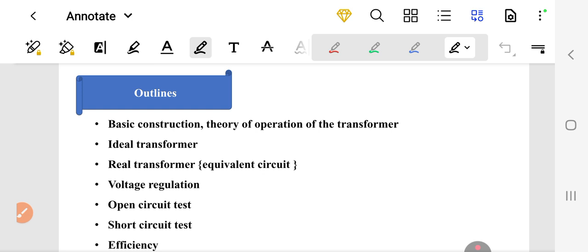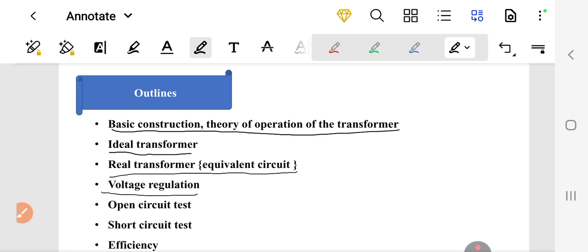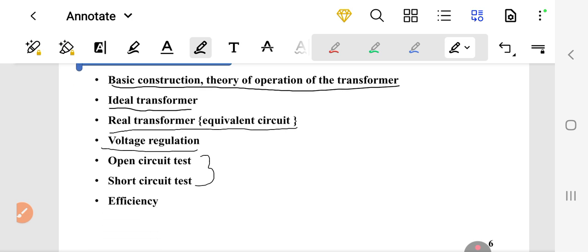The main outlines of the lecture are basic construction and theory of operation of transformers. Then we will deal with the ideal transformer with no losses by neglecting transformer losses. Then we will take into consideration the transformer losses for the real transformer equivalent circuit. After that we will talk about voltage regulation, then the two tests performed on transformers to obtain transformer parameters, which are the open circuit test and short circuit test. Last but not least, the transformer efficiency.